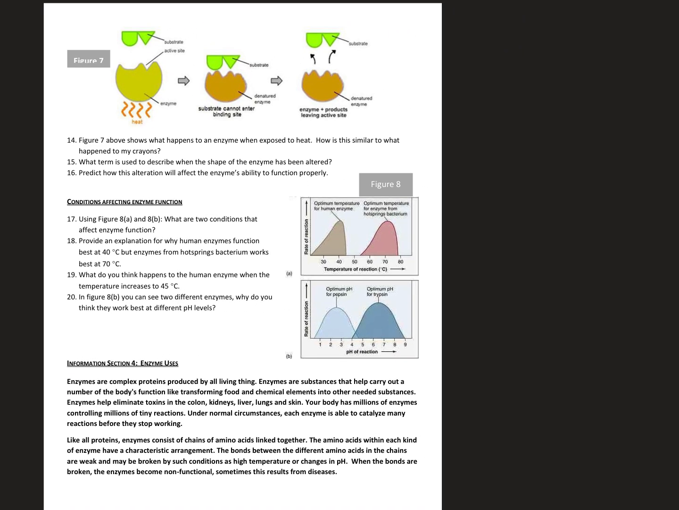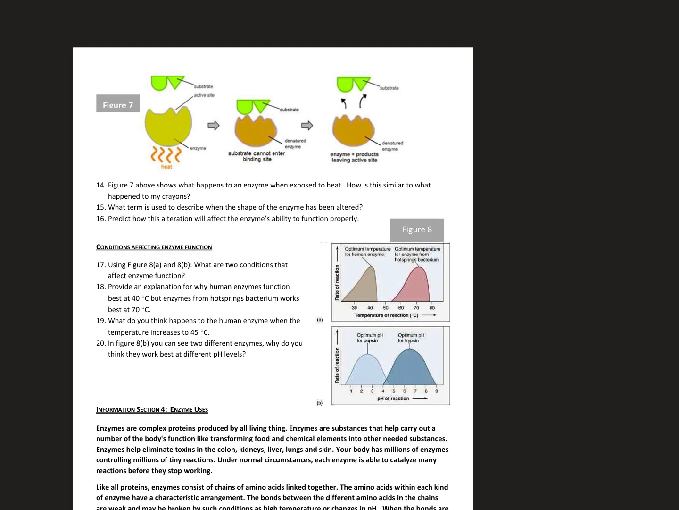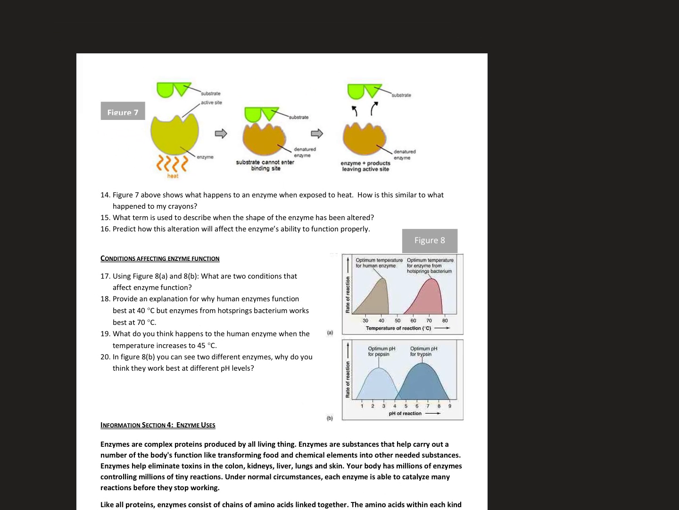Above shows what happens when enzymes are exposed to heat. How is it similar to what happened to my crayons? So you take an enzyme and a substrate, and you expose it to enough heat that the hydrogen bonds, which are much weaker than covalent bonds, break. The substrate doesn't change shape because it is covalently bonded to itself. That takes a lot more energy than the amount of heat required to break the hydrogen bonds that give the enzyme its secondary shape.